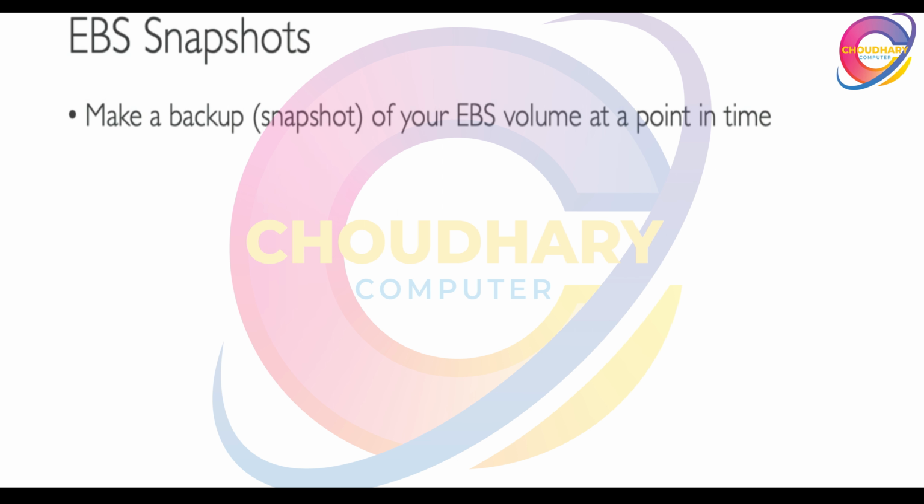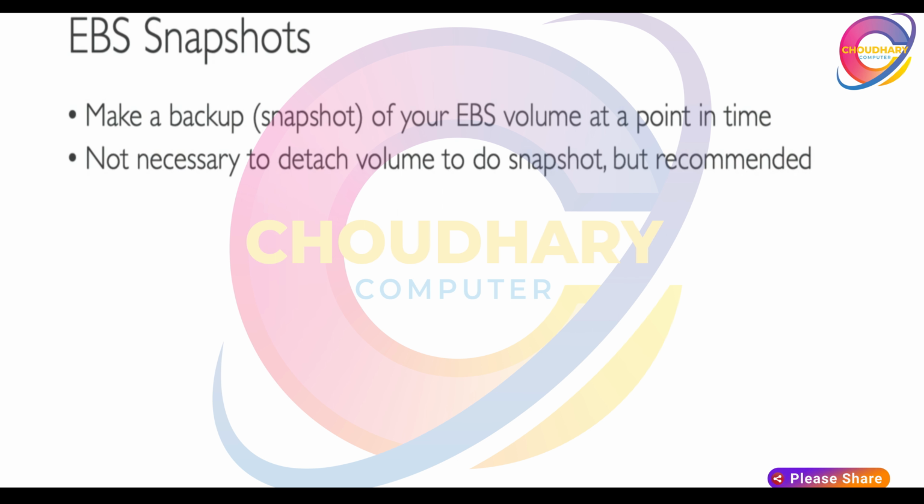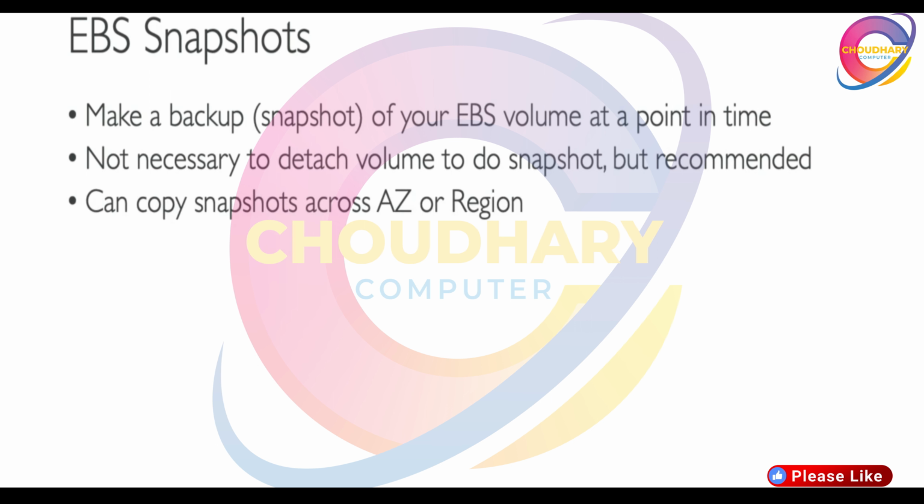Now, to make a backup, it is not necessary to detach the volume prior to doing the backup, but it is recommended just to make sure that everything is clean on your EBS volume. And why do we do snapshots? Well, we can obviously restore them, but we can also copy snapshots across availability zones or regions, and the idea is that you would be able to transfer some of your data in a different region of AWS to leverage the global infrastructure.